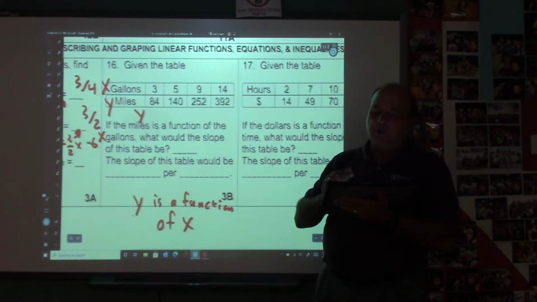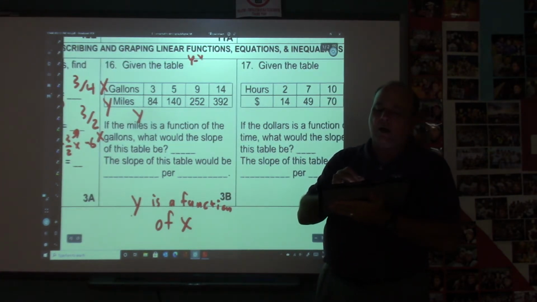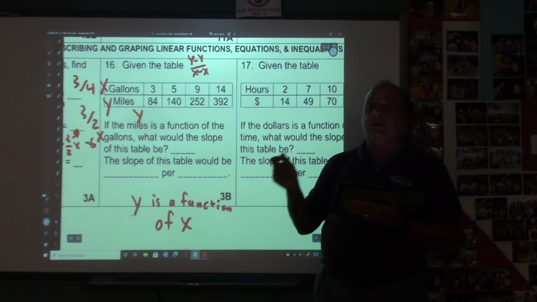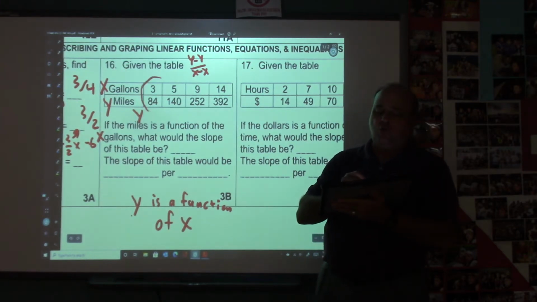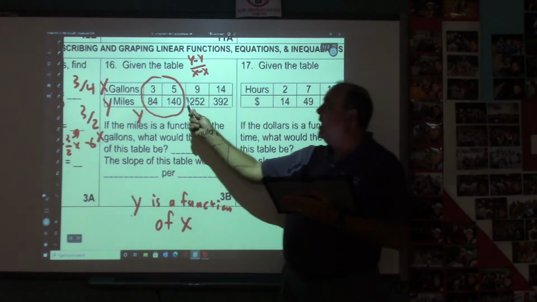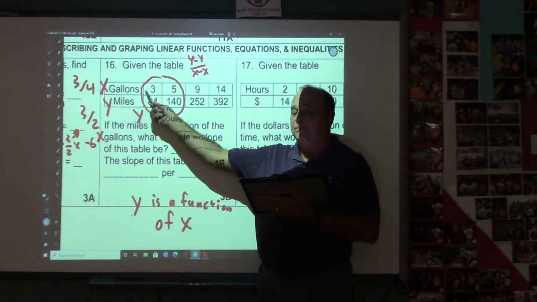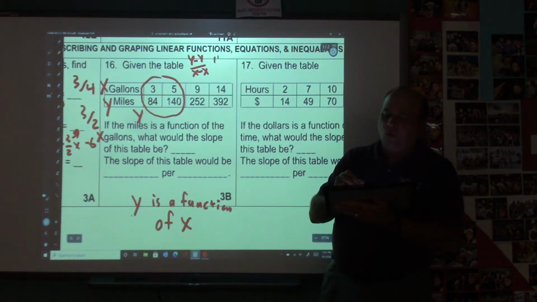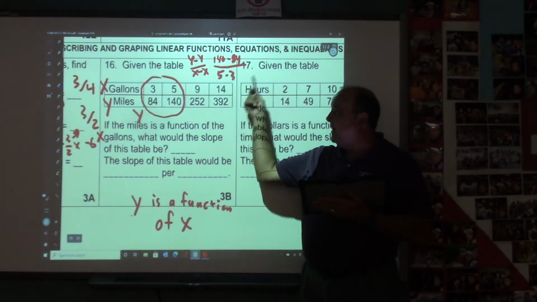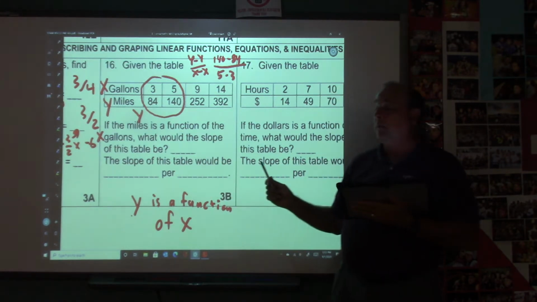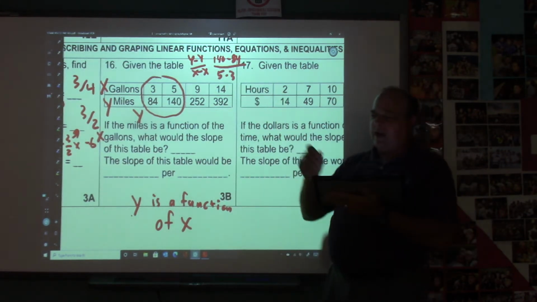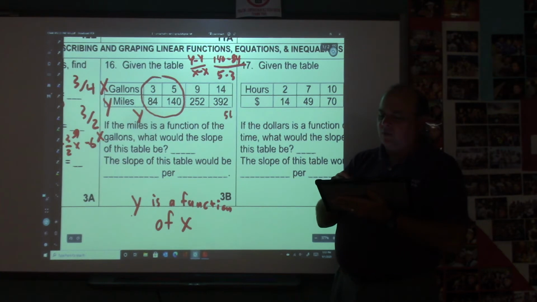And remember the slope is y minus y over x minus x in it. So I can pick any two pairs out. I'm going to do y minus y over x minus x. So 140 minus 84 all over 5 minus 3. Simplify that out. That would be my slope, wouldn't it? Now then, 140 minus 84 is 56 over 2, and that's going to end up being 28. So my slope is 28.